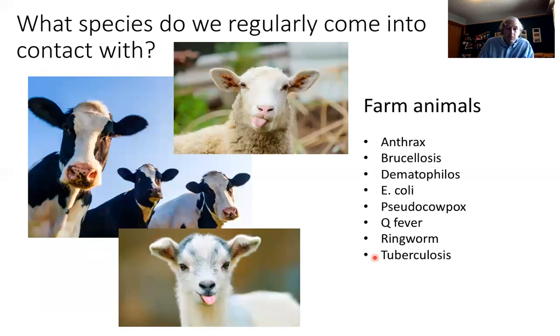In addition to these sorts of animals you might have at home, we start having a look at farm animals. Farm animals can carry an awful lot of different zoonotic diseases. Some of the really nasty ones that people have heard about is anthrax. That's a really high mortality rate, to the extent where anthrax is actually used as a biological weapon. We also get brucellosis, dermatophilus, E. coli, pseudocowpox, Q fever, ringworm, and TB can now jump between some farm animals and people.